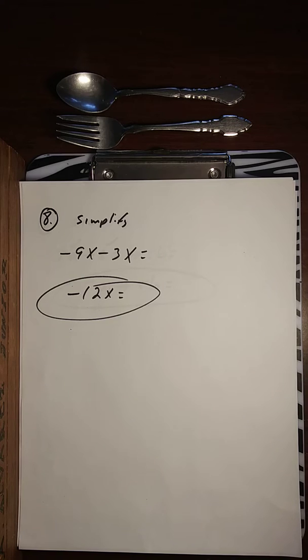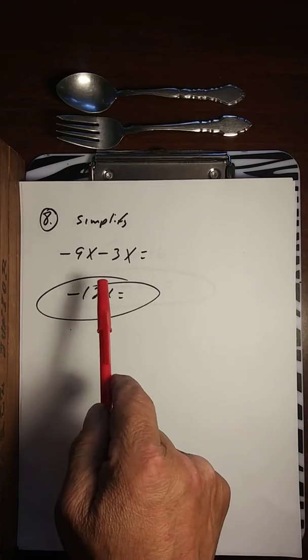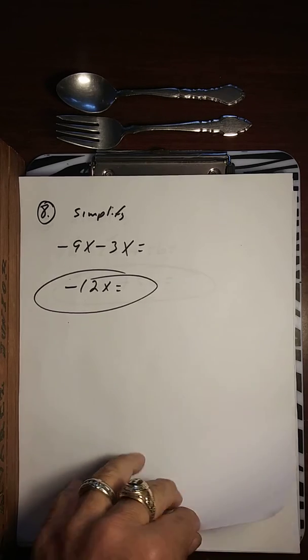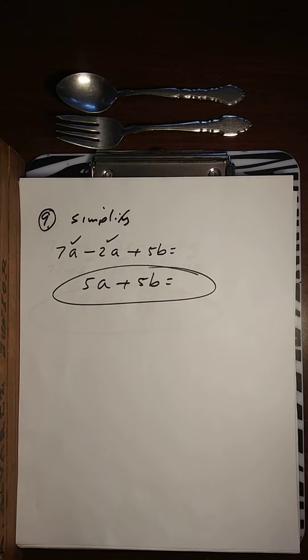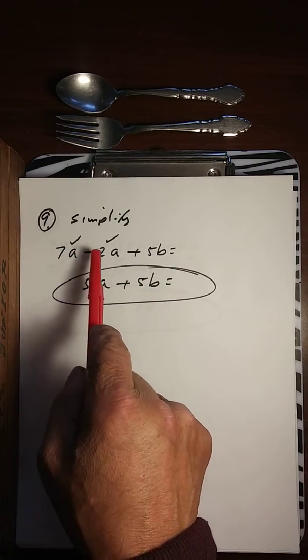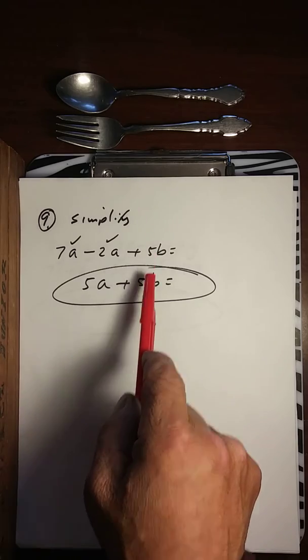All right, simplify the following. Let's put them together. You have negative 9x and a negative 3x. Put them together, it's going to give you a negative 12x. 7a minus 2a plus 5b. Just put the a's together. 7a minus 2a is 5a, and the 5b, just bring it down.